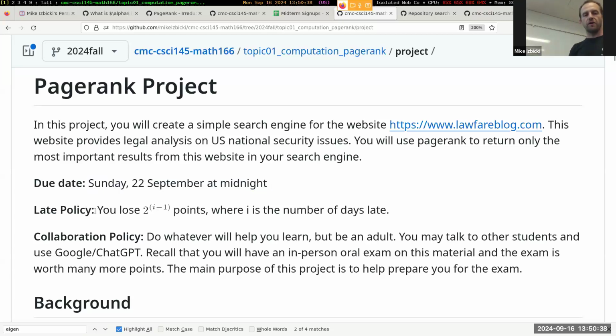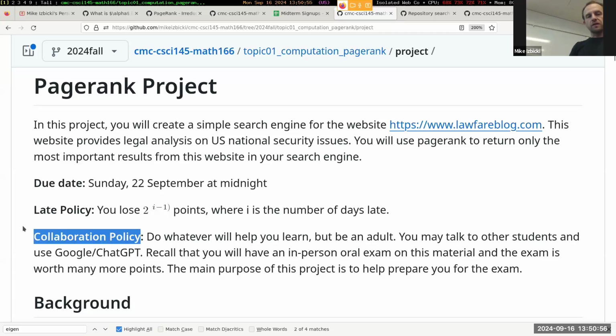And the late policy for this assignment is that you will lose 2 to the i-1 points, where i is the number of days late. So if you submit on Monday, that'll be 1 day late, -1 point. Tuesday, 2 days late, -2 points. Wednesday, -4 points. And Thursday, -8 points, 0 credits.